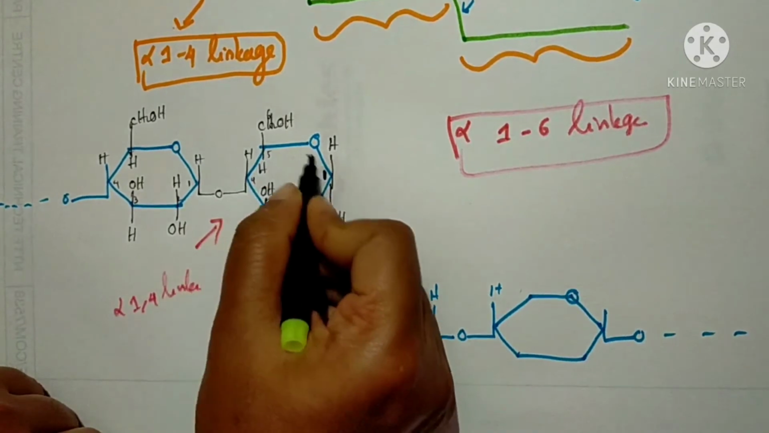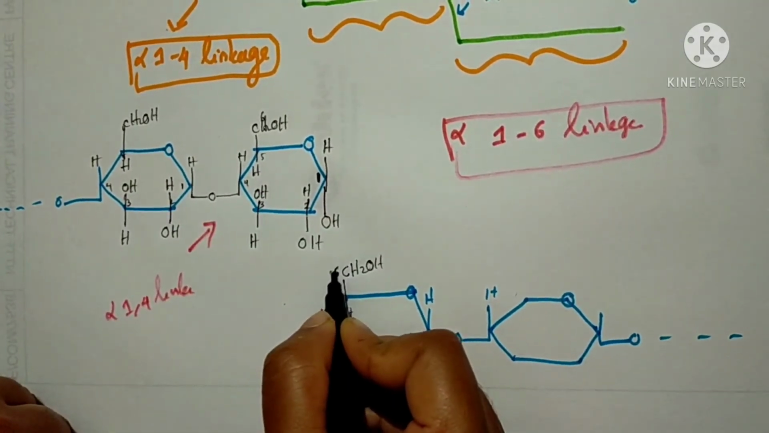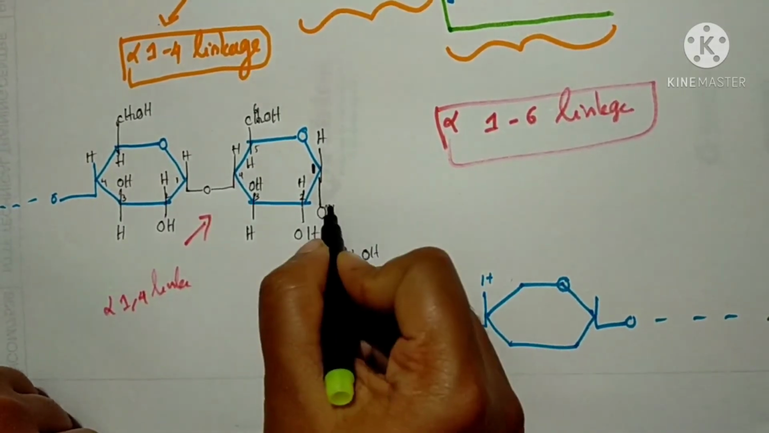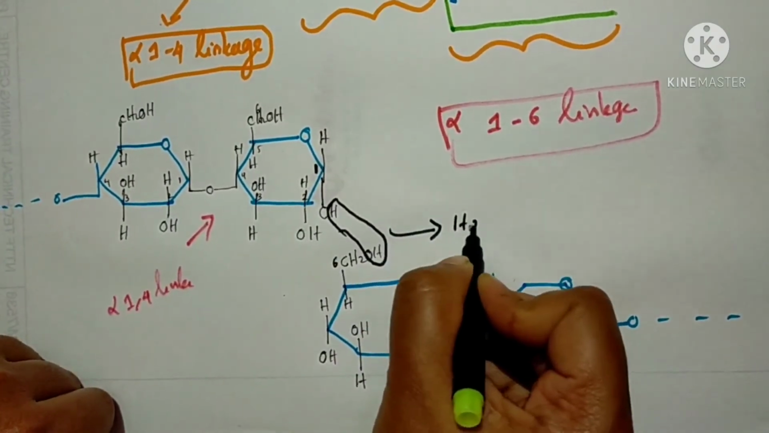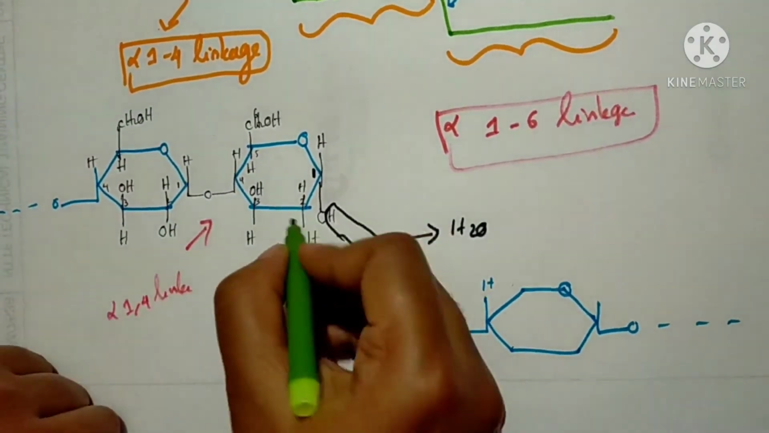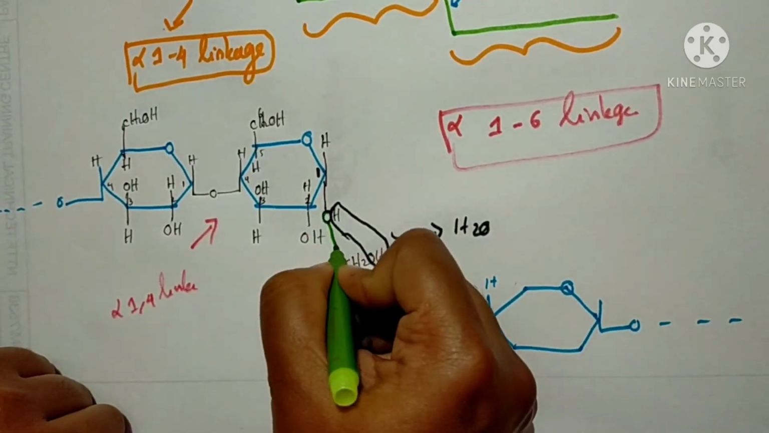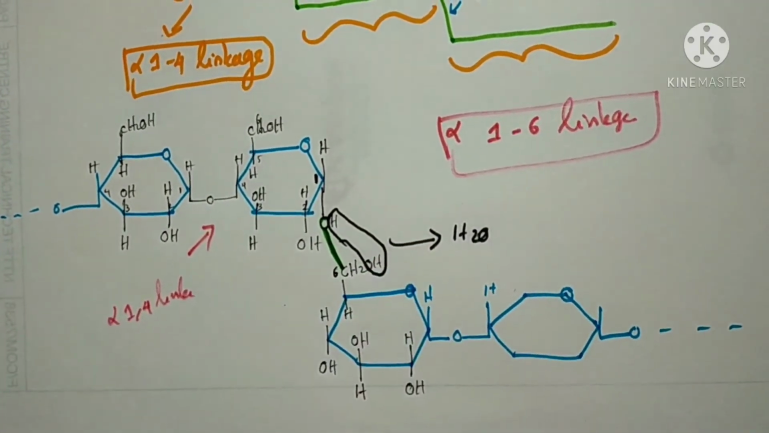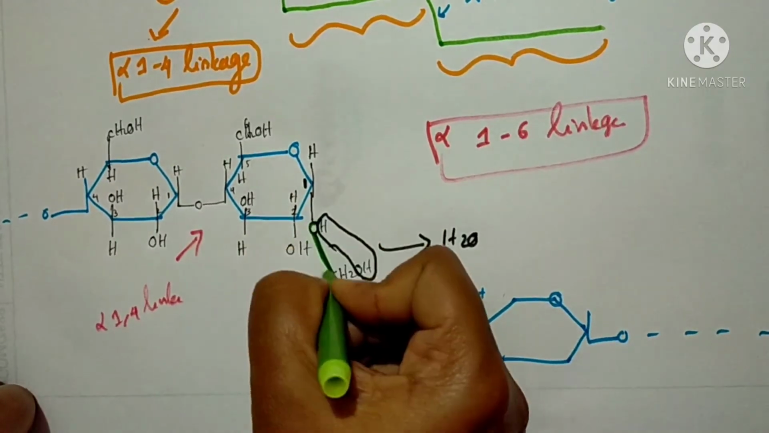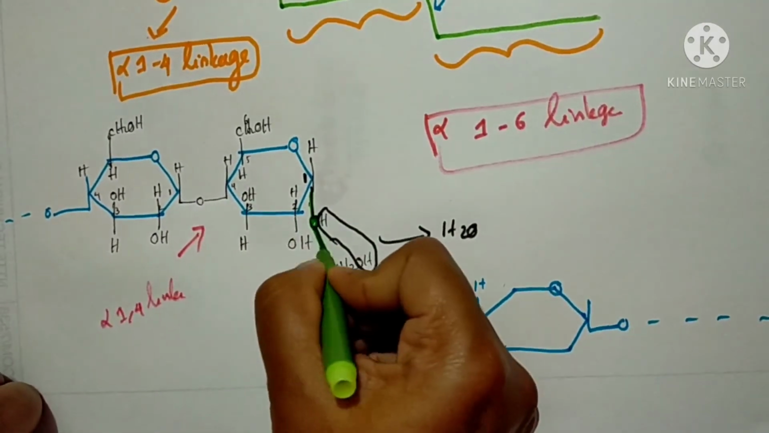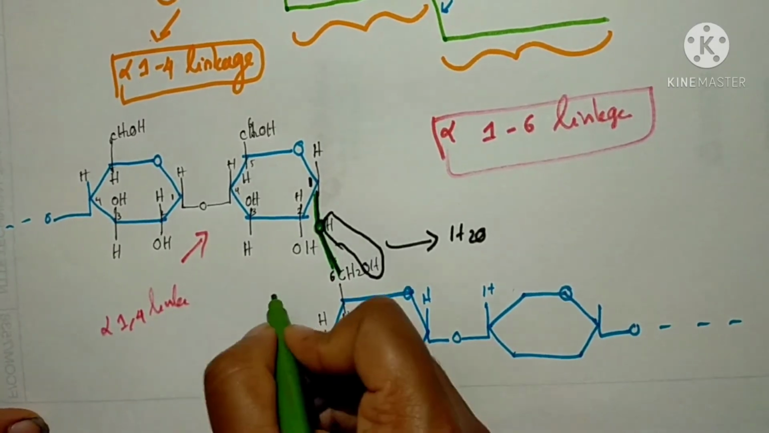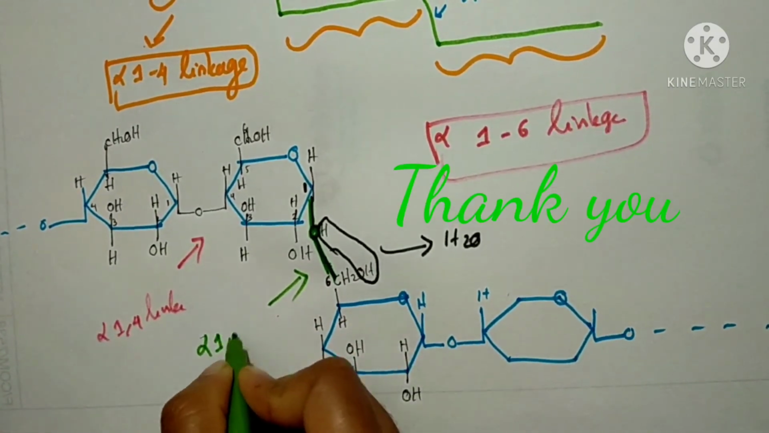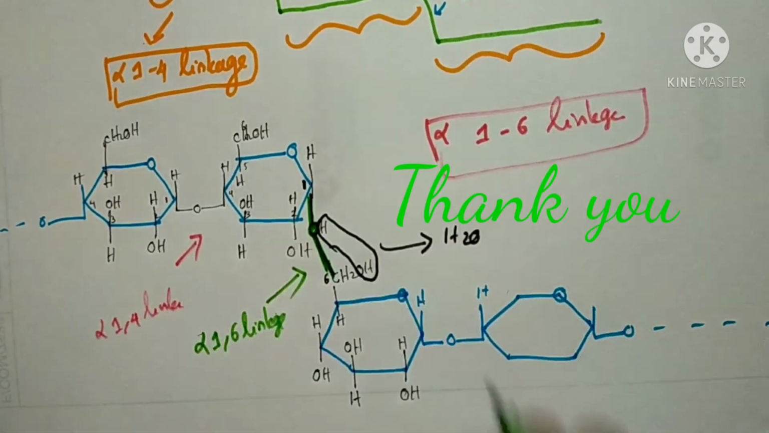In order to make the bond, the hydrogen atom of the first glucose unit reacts with the hydroxyl group of the 6th carbon of the next glucose unit, eliminating one molecule of water, and the remaining is an oxygen atom. With that, these two glucose units are linked together, especially on the first and 6th carbon atoms with an oxygen atom. This linkage is known as alpha 1,6 linkage.